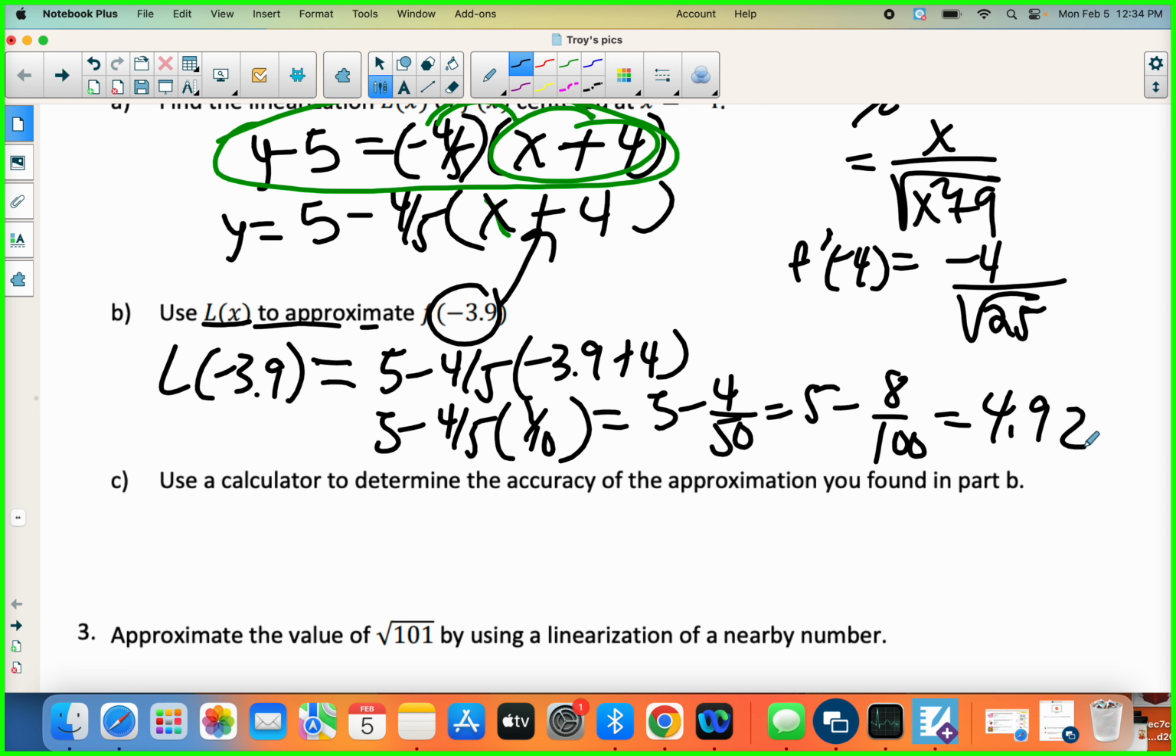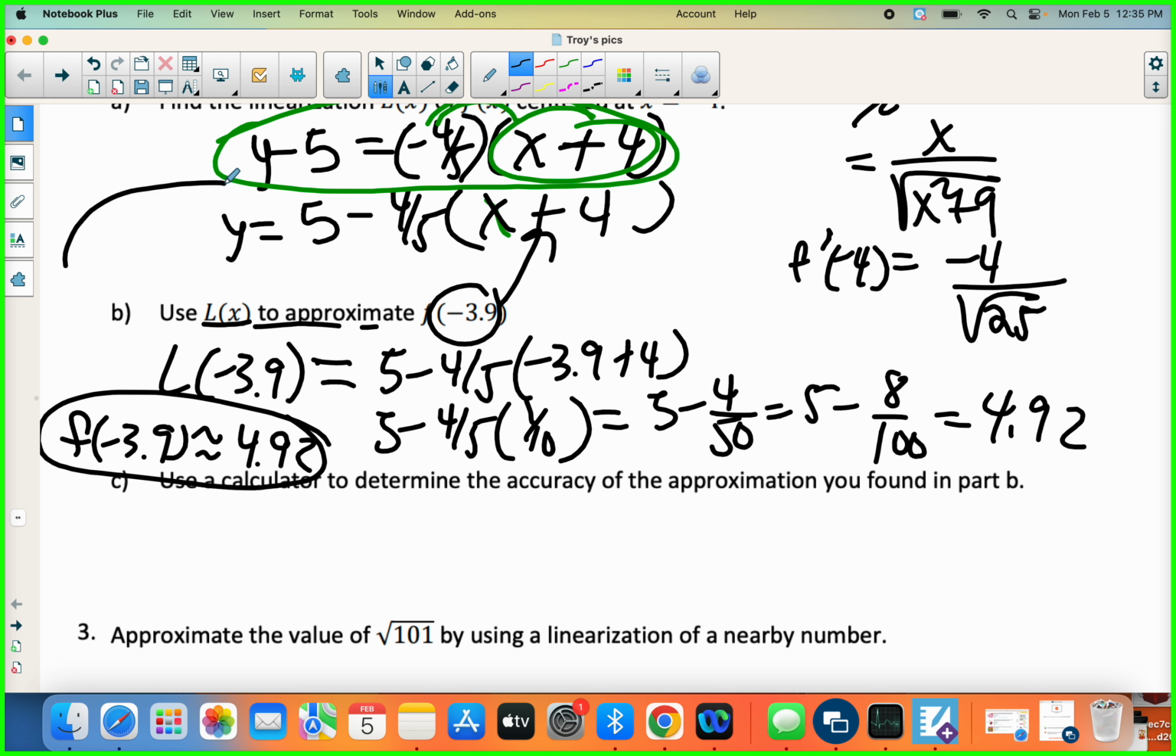That means that you would go ahead and write your approximation. So f of negative 3.9 is approximately equal to 4.92. So make sure you say approximately. You've made an approximation. Again, to reiterate what you've done, this graph, I'm not sure what it looks like, so I'm just going to draw just some sort of a graph. I would have to think about it a little bit harder. But you just wrote an equation of the tangent line at a point like negative 4.